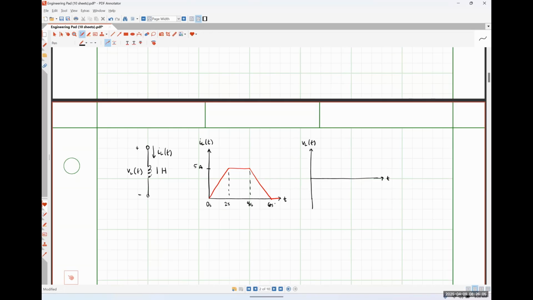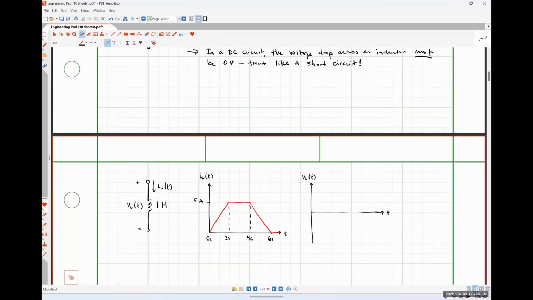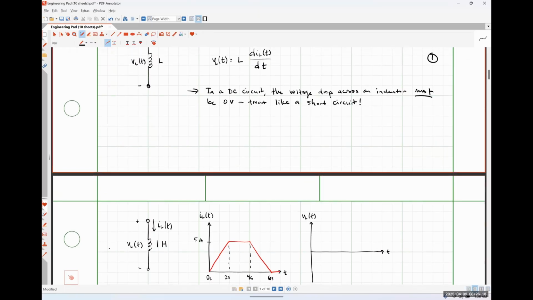So over the interval from 0 seconds to 2 seconds, what should the voltage drop across our inductor be? I'm going to scroll up here so maybe we can have the equation in the same view. What was that? 5/2, yeah. So there's a rise of 5 amps over a run of 2 seconds. So our slope is 5/2 times our inductance of 1 Henry is going to give us a voltage of 5/2 of a volt, or 2.5 volts.